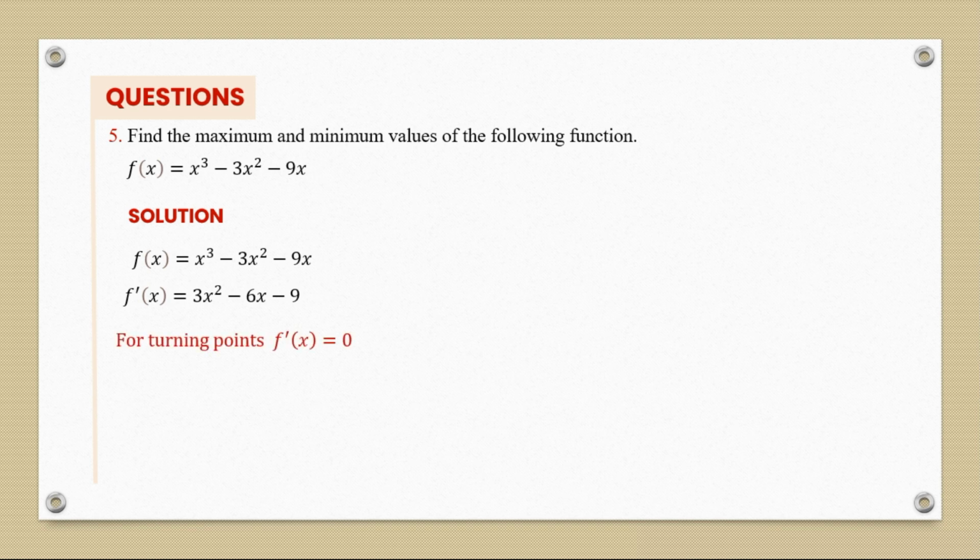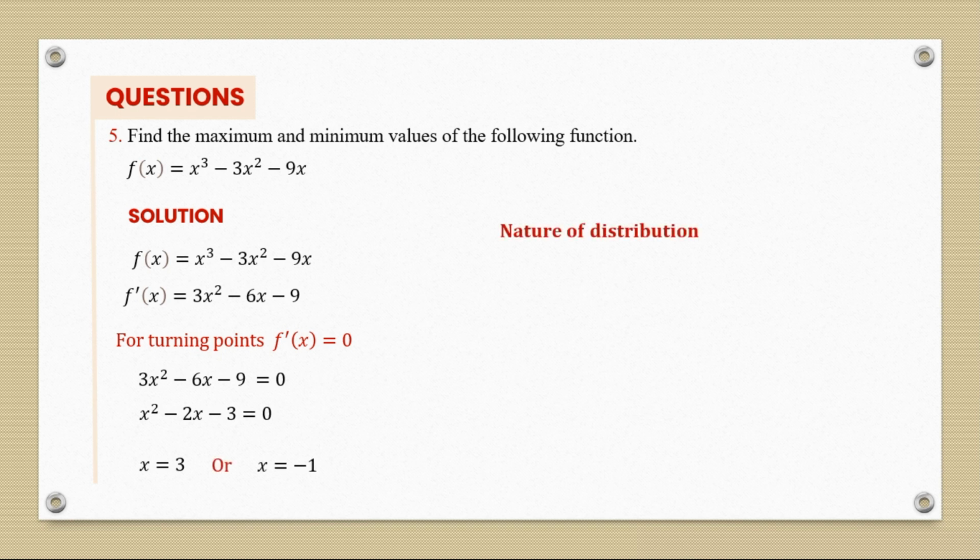And then we know that for turning points, the derivative of f(x) shall be equal to 0. So we're going to equate this to 0, divide all sides by 3 to reduce that, and it will become x squared minus 2x minus 3 being equal to 0. Then when I solve this quadratically, I'll get x as being either equal to 3 or x being equal to negative 1. So let's look at the nature of this distribution.